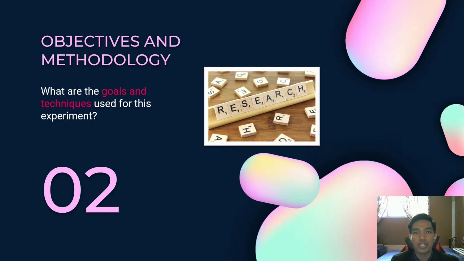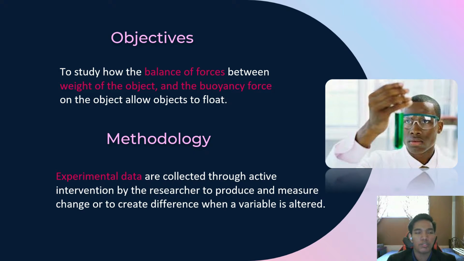Moving on to our next point, which is objective and methodology. For this part, I'm going to explain the goals and the technique that have been used to conduct this experiment. First of all, the objective of this experiment is to study how the balance of forces between the weight of the object and the buoyant force on the object allows the object to float. To investigate this relationship, the experimental data technique was selected, whereby the data will be collected through active intervention by the researcher to produce and measure change, or to create a difference when a variable is altered.